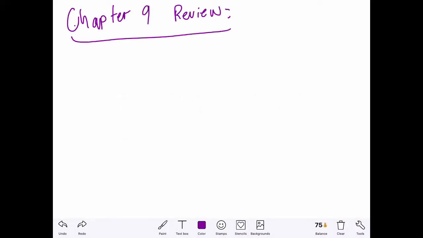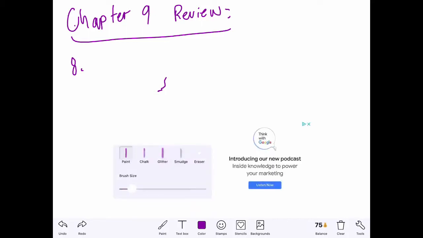Okay guys, let's now review chapter 9, and I'll just do some of these problems here from the first assignment, which is on pages 526 and 527. So let's look at number 8 to begin. A sprinkler system on a farm rotates 140 degrees and sprays water up to 35 meters.